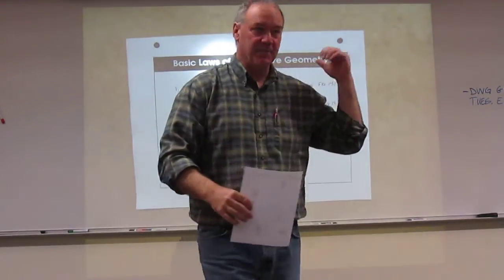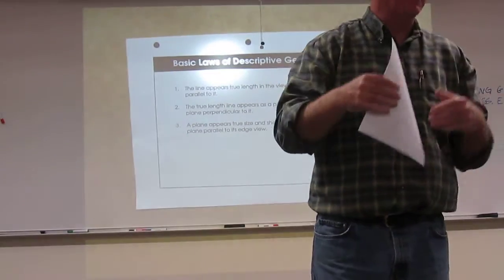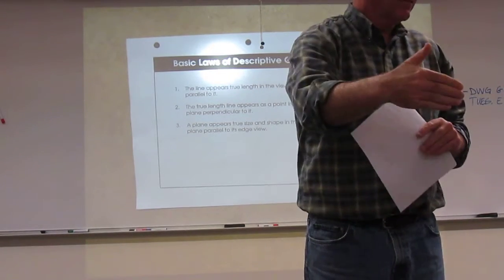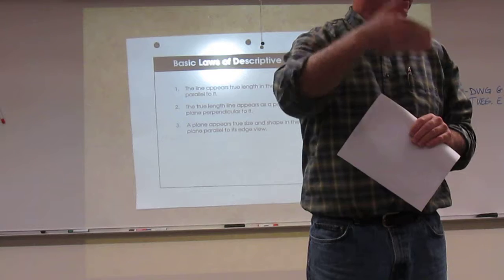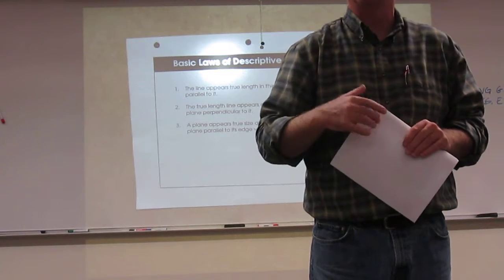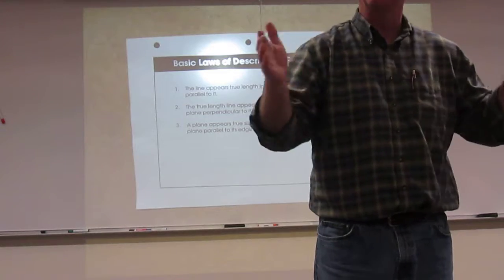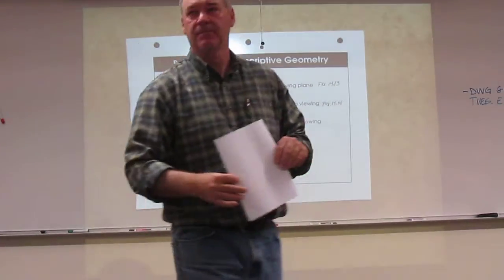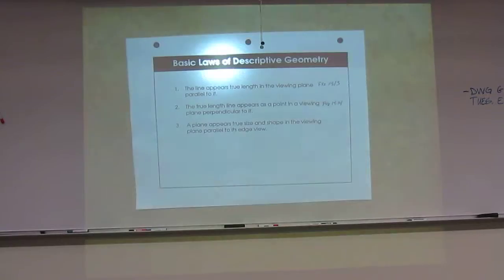Now what we've got to do in our mind is make the connection between lines that are foreshortened and lines that are true shape. How do we get to edge view? How do we get to true size and shape? And that's the connection we need to make over the next couple days. Now, to do that, we have three types of planes.